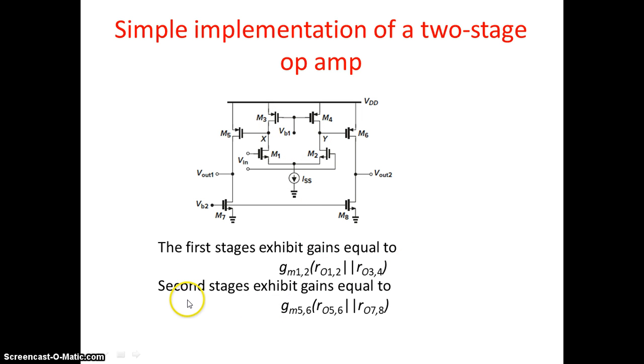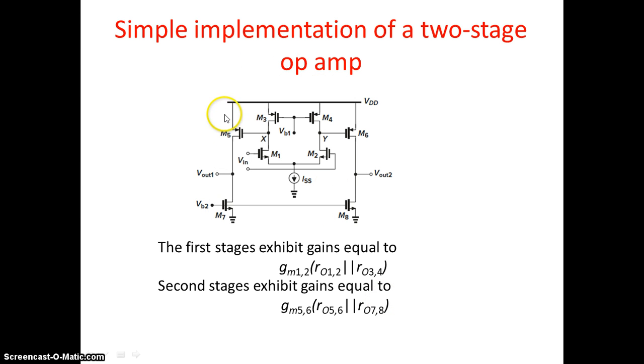As you all know, the second stage is a common source amplifier. It is simply gm times RD. If it has a channel length modulation effect, you take ro6 parallel with ro8, or simply ro5 parallel with ro7. If they are identical, you can simply write it as gm5,6 times ro5,6 parallel with ro7,8.